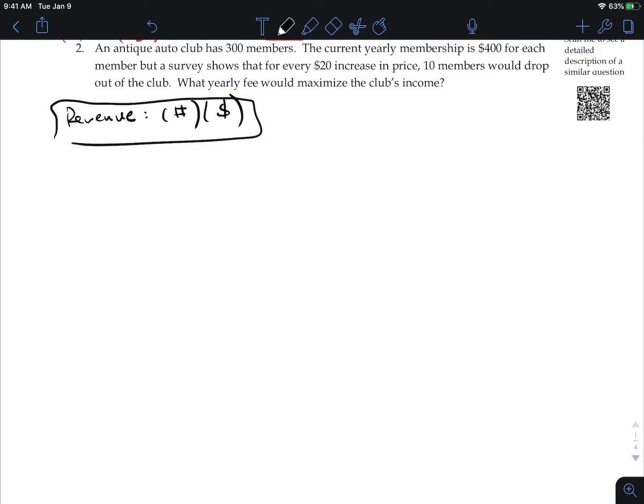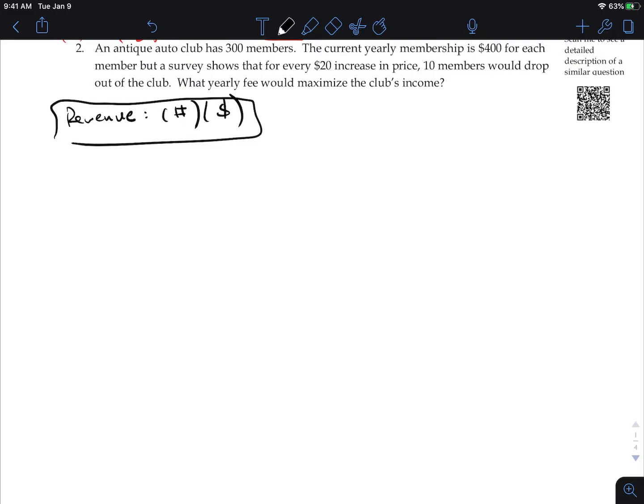So when you see this question, an antique auto club has 300 members, so I see a number. The current yearly membership is $400. Okay, I see some money. But a survey shows that for every $20 increase in price, 10 members would drop out of the club. So I only see information about money, and I see information about numbers of things, which is the case for all these questions.